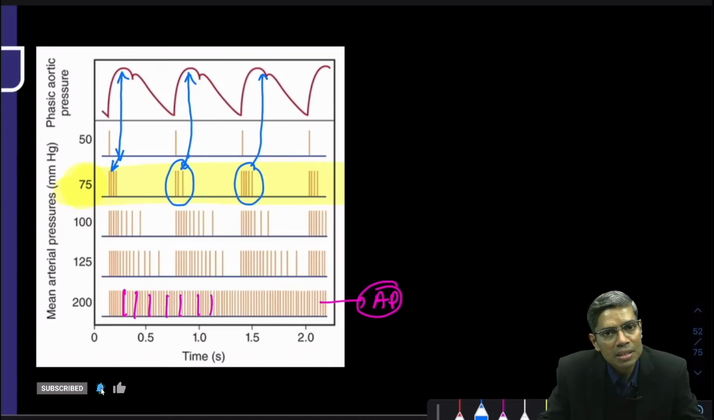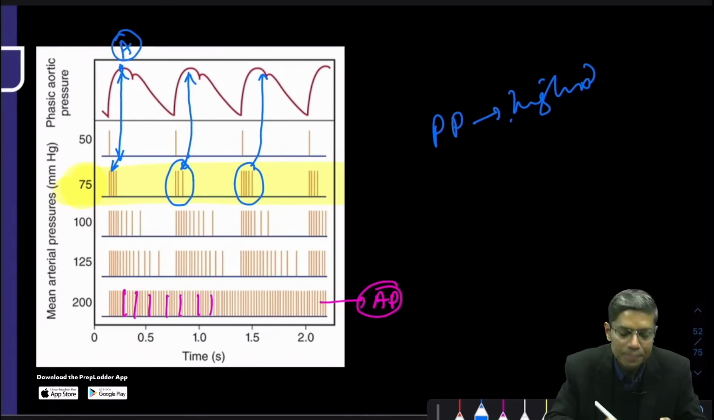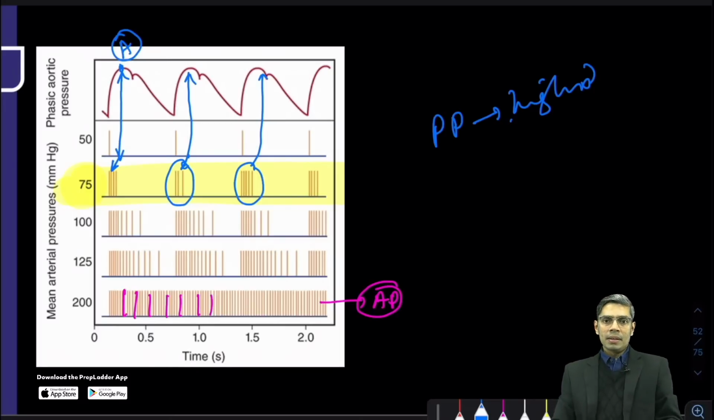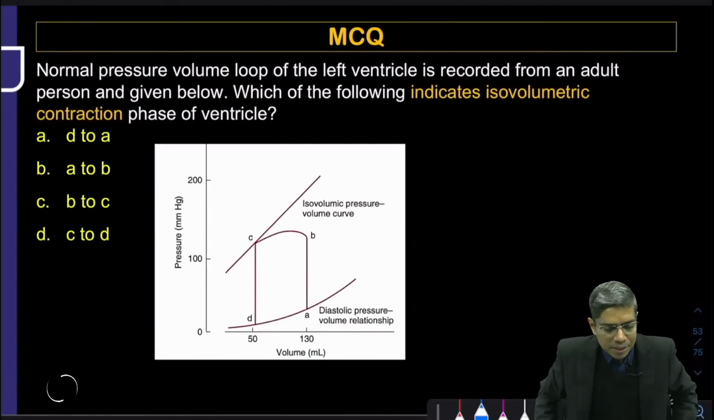So, maximum baroreceptor firing will happen when the pulse pressure is the highest, and the highest pulse pressure appears at which point? This point. Am I clear? Okay. Chalo. Okay, next MCQ.